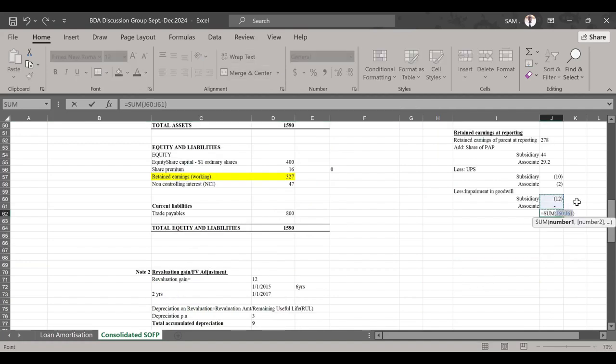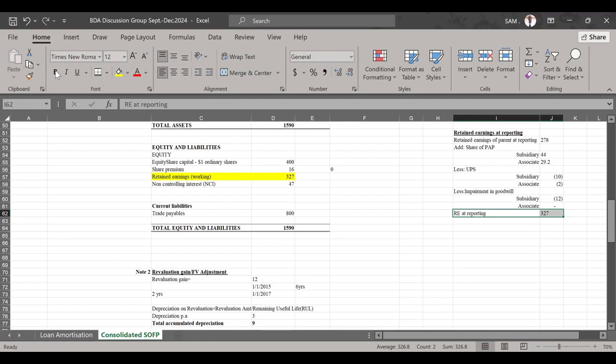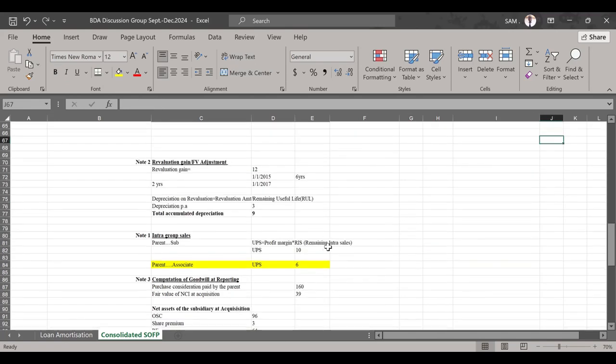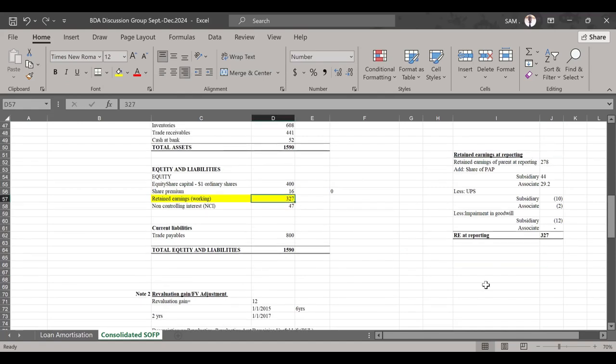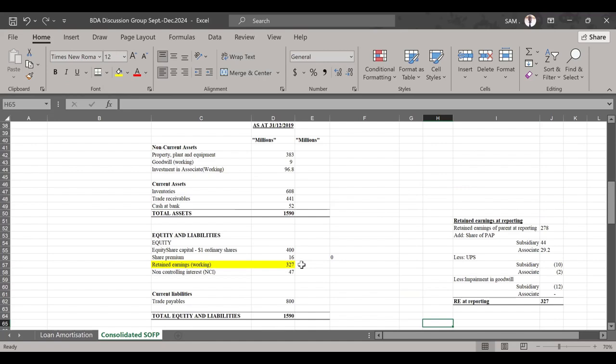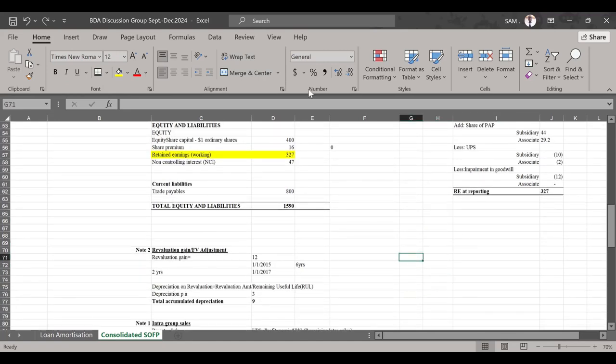So here I will just get the net effect. The net effect there, and this one should be retained earnings at reporting. So kindly confirm if our retained earnings we are getting here is the same as the balancing figure which we got in the previous one. Where was it? We got our balancing figure 327. Here it is. So guys, we were correct. And we've confirmed our retained earnings at reporting is the same as the balancing figure after we calculated NCI, goodwill, and investment in associate. So members, that's what we are required to do in this question.